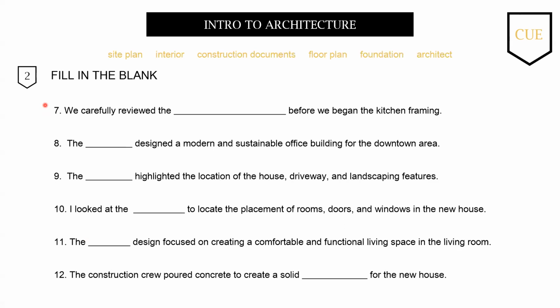Okay, we are back. Let's start with number 7. We carefully reviewed the construction documents before we began the kitchen framing. Number 8, the architect designed a modern and sustainable office building for the downtown area.